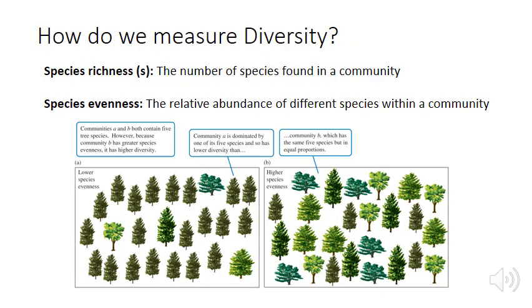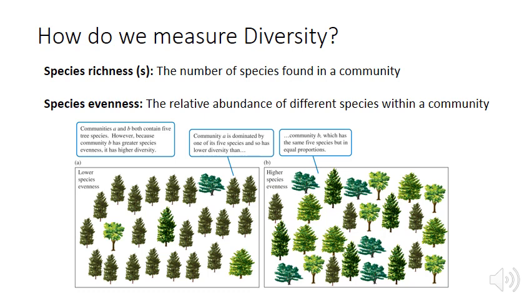Talking about the relative abundance of species within a community is a good way to lead into a discussion about how we measure diversity. The most common way that we measure diversity in a community is by looking at species richness. This is done so commonly that we often refer to it simply as the letter S. Species richness is the number of species found in a community. But also relevant to diversity is species evenness, which is the relative abundance of different species within a community.